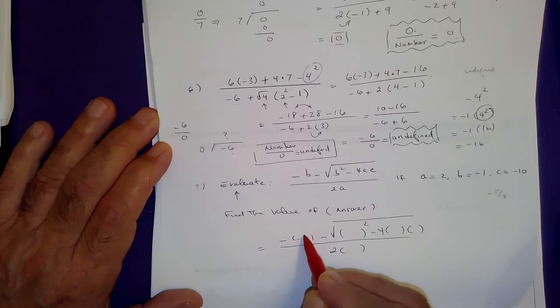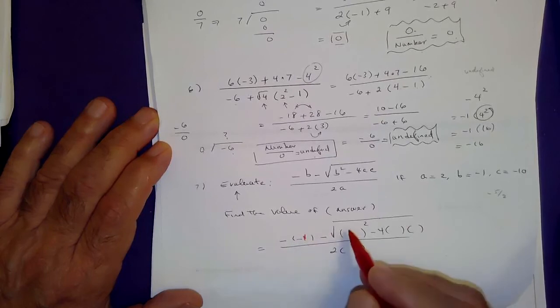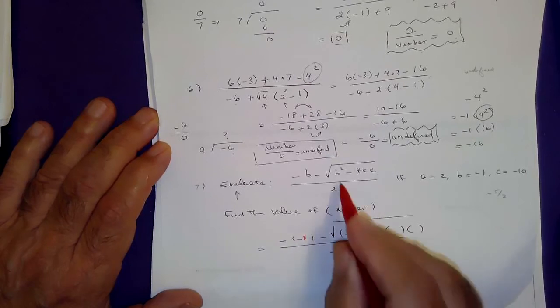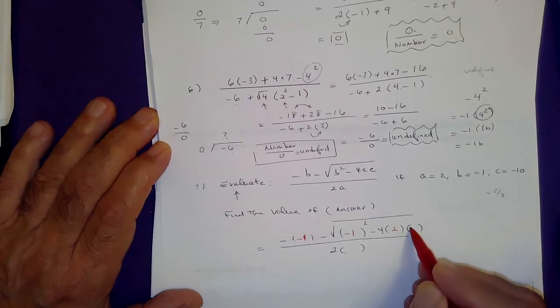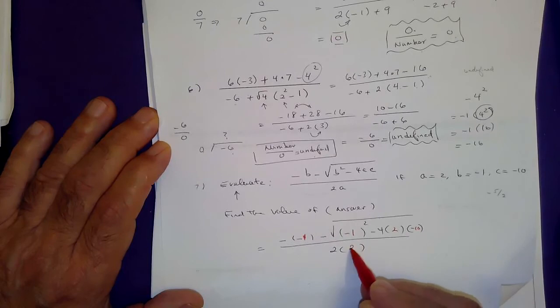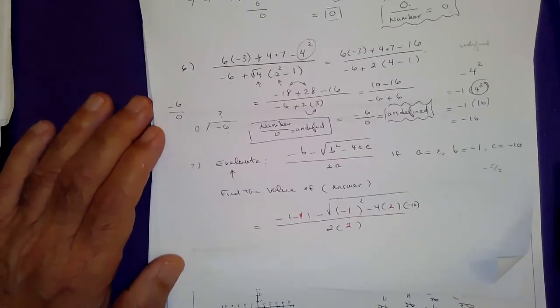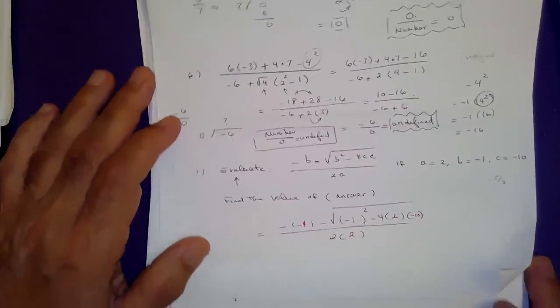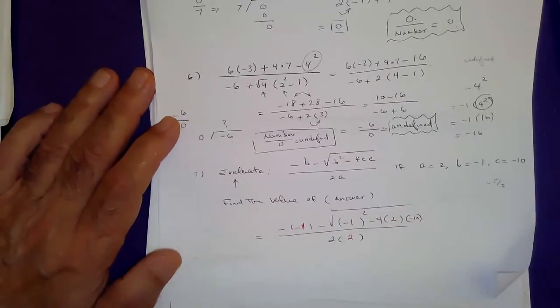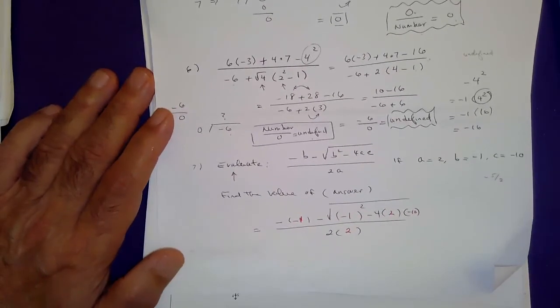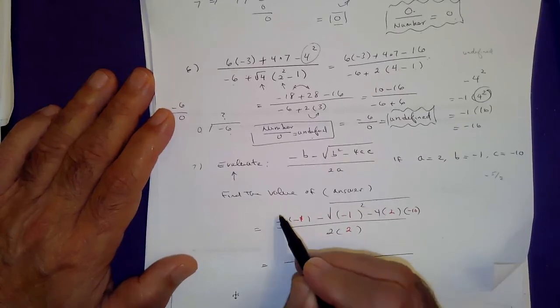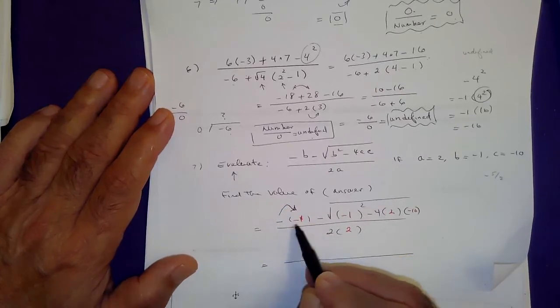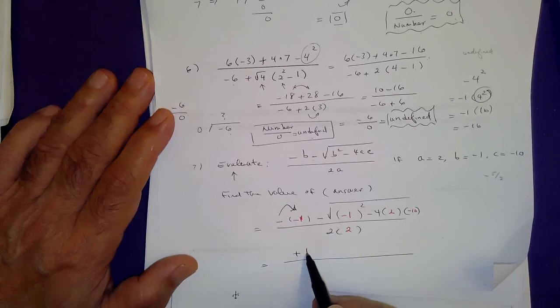So b is negative 1. Here is also negative 1 because that's b squared. a is 2 and c is negative 10 and a is 2. So insert the values and then you'll be on your way to evaluating this. The way we evaluate this goes as follows. First, you multiply negative by negative 1, so you get positive 1, correct?